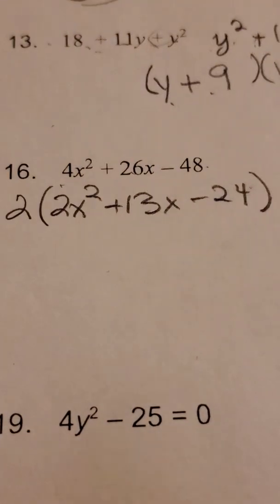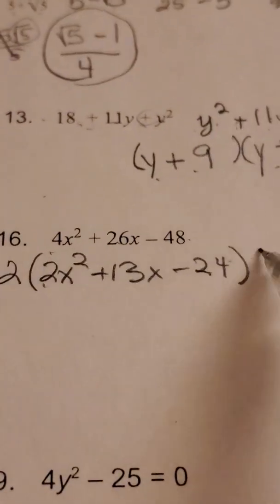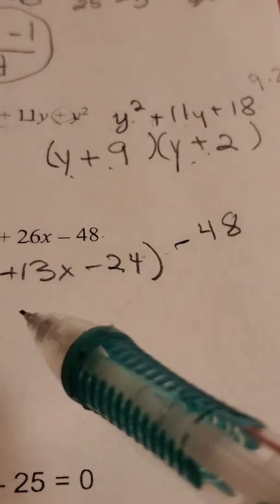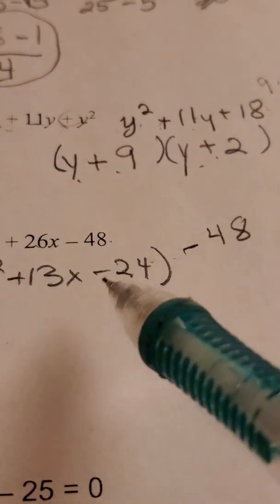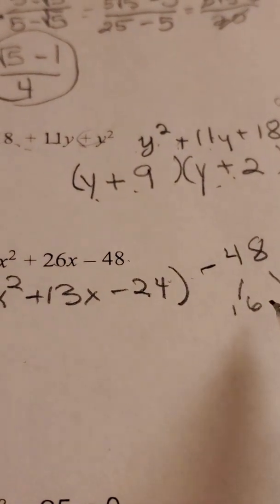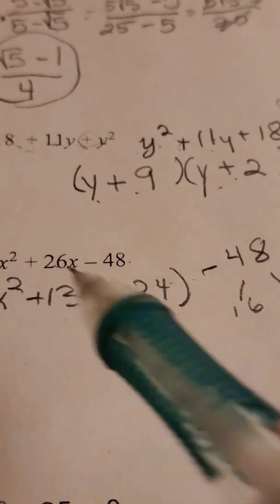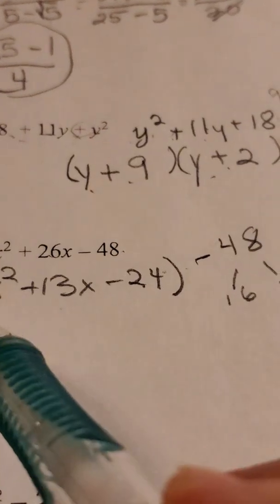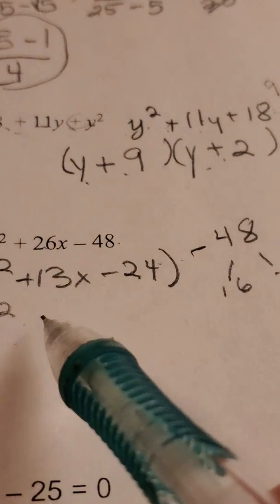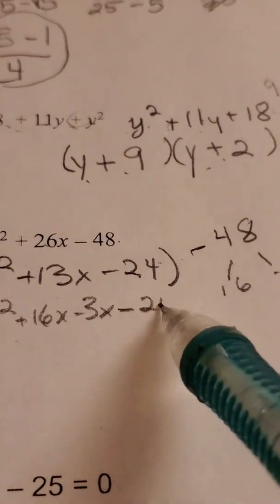Okay? And then I can take 2 times negative 24, and that gives me negative 48. And the factors of negative 48 that add together to make 13 would be 16 and 3, I think. Yep, positive 16 and a negative 3. Added together, they give you a positive 13. Okay, so our 2 stays out here, and this becomes 2x squared. Instead of 13x, it's going to be 16x minus 3x, and then minus 24.